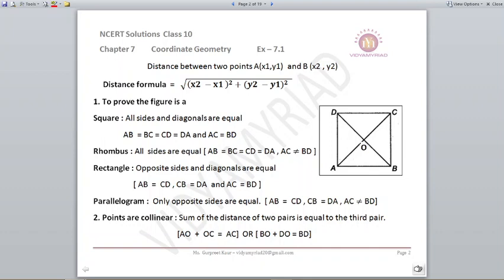Now there can also be a chance when it is asked whether the points are collinear. Points are collinear means they are on a straight line. This will happen only when sum of the distance of two pairs is equal to the third pair. For example, I have coordinates A, O and C. That means if I do AO plus OC, it will be equal to AC. That means the points are collinear. They are on a straight line. Same way, if I have the points D, O and B, if DO plus OB is equal to BD, that means the points are collinear. So this was just an example to help you understand. Let's move on to the exercise.